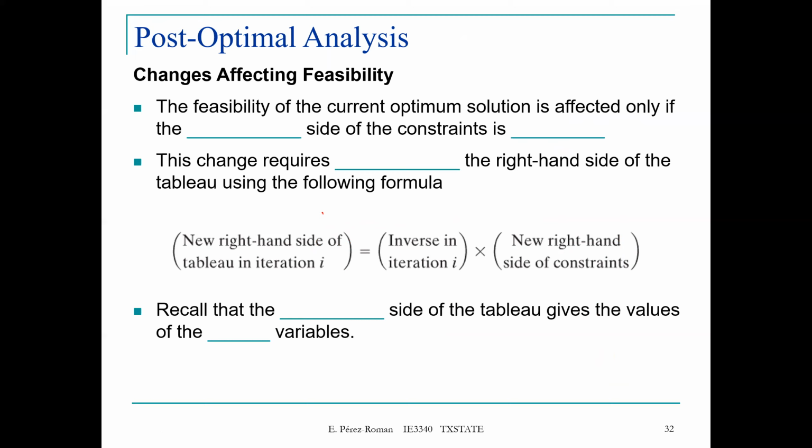So let's talk about the changes affecting feasibility. The feasibility of the current optimal solution is affected only if the right-hand side of the constraints is changed. This change requires recomputing the right-hand side of the tableau using the following formula. The new right-hand side of the tableau in iteration i is going to be equal to the inverse in iteration i times the new right-hand side of the constraints. Recall that the right-hand side of the tableau gives the values of the basic variables.